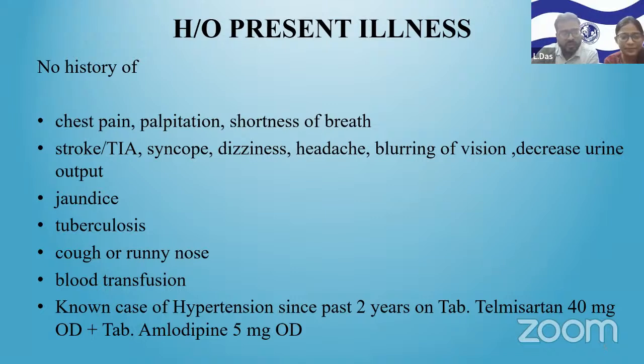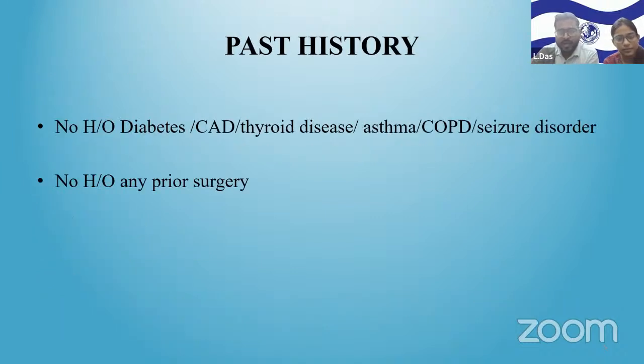There was no history of jaundice, tuberculosis, cough or runny nose, no history of blood transfusion, and the patient is a known case of hypertension since the past 2 years on tablet telmisartan 40 mg once a day and tablet amlodipine 5 mg once a day. Coming to the past history, the patient has no history of diabetes, coronary artery disease, thyroid disease, asthma, COPD, or seizures. She also does not have any history of prior surgeries.